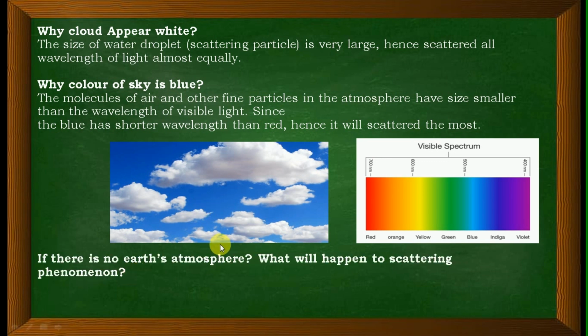If there is no Earth's atmosphere, what will happen to the scattering phenomena? If there is no Earth's atmosphere, there will be no scattering, sky will appear dark. Correct? So if there is no scattering, then how will we know that in visible light, white light, there are 7 colors, and because of different refractive indexes they will not scatter. So we would not know whether there is blue or what there would be. So it will appear dark. That's the concept. So hope you understand this concept.